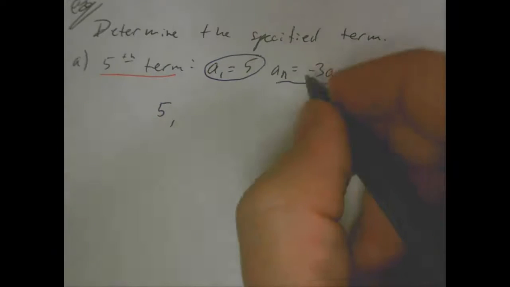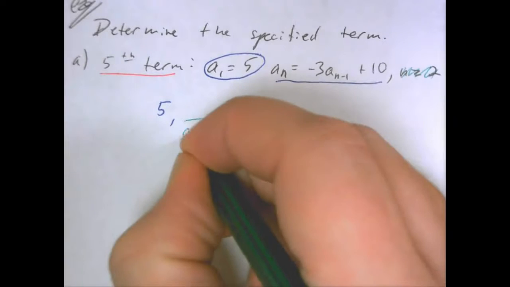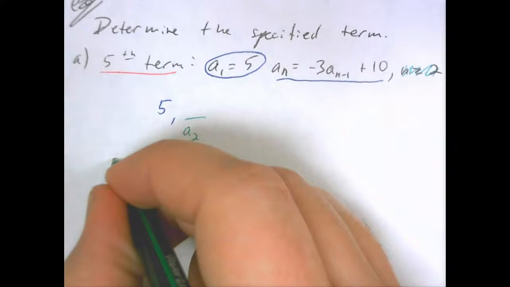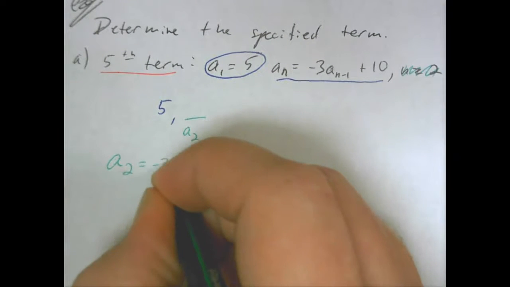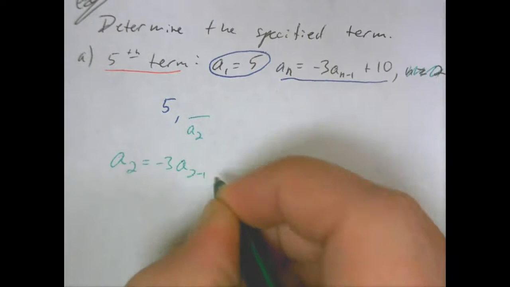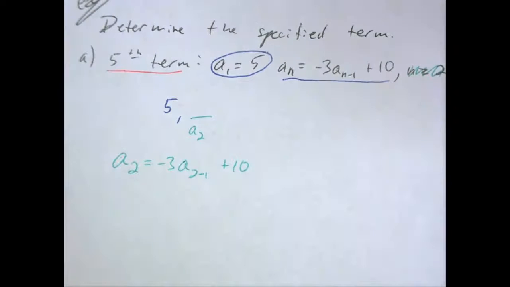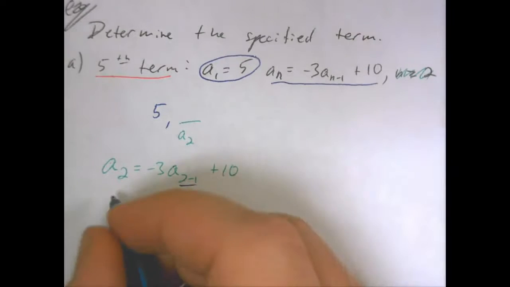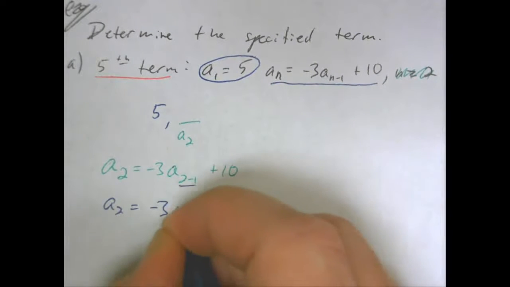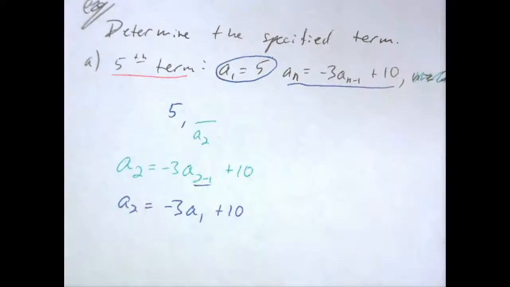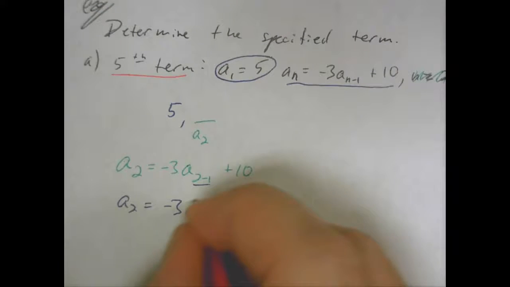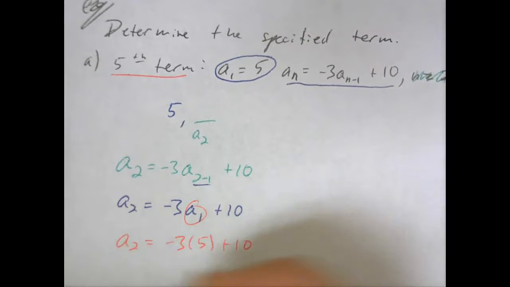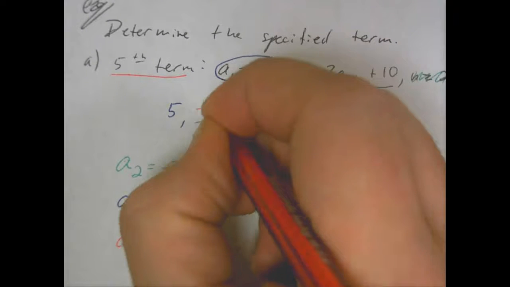Okay, so now to find the second term, a sub 2, if you want to, you can substitute that into your equation so that you'd have a sub 2 is negative 3 times a sub 2 minus 1 plus 10. Then you have 2 minus 1 is 1, so you have a sub 2 is negative 3 times a sub 1 plus 10. You know a sub 1 is 5, so go ahead and substitute that in. So a sub 2 is negative 3 times 5 plus 10, which is negative 5, so there's your next term.